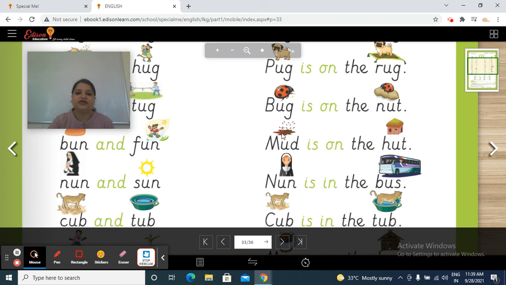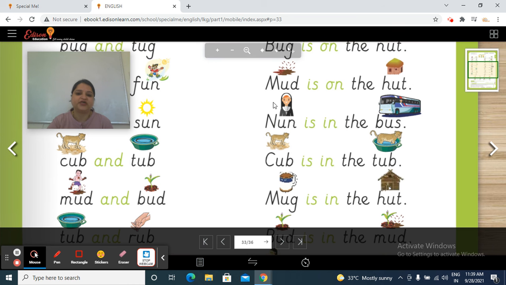Next, okay, what is this? This is a mud. Okay, मिट्टी. And this one, this is a hut. Now where is mud? हट किससे बनती है? मड के साथ ना, हट के ऊपर क्या है? मड. Okay, so mud is on the hut. हट के ऊपर क्या है? मड. Okay, mud is on the hut.